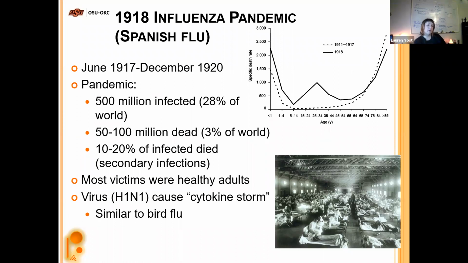Now it's typically from secondary infections, bacterial infections that were opportunistic because you were infected with the virus. Most of the victims that did die were healthy adults. This H1N1 virus, similar to what we've seen with bird flu, caused a cytokine storm. Basically, the immune system was overreacting to this virus that it had not seen before. It was such a new strain to everybody. And since the body was overreacting, it couldn't do its job well to save them from the secondary infections.